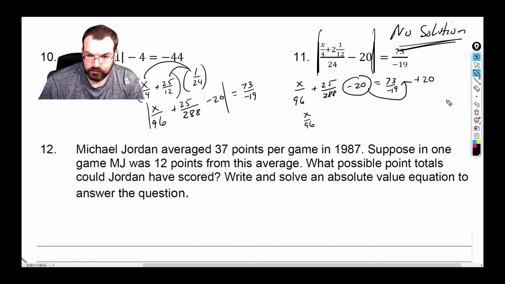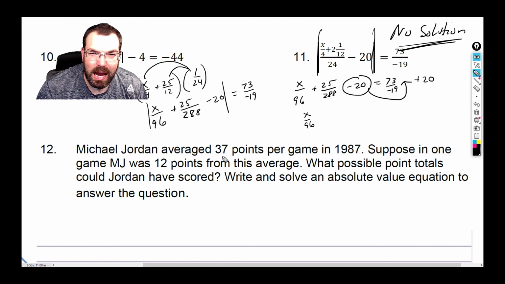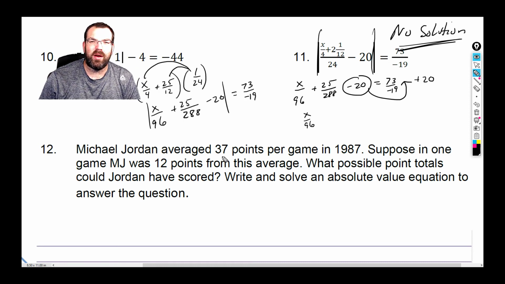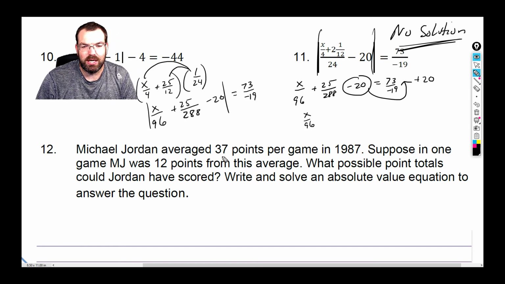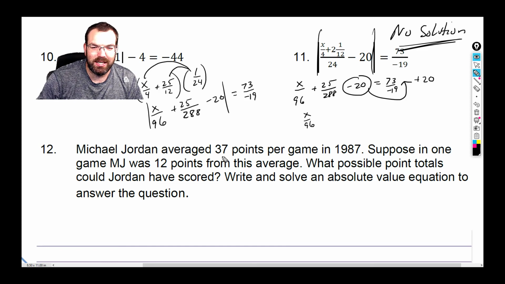Alright, here we go. Word problem. Michael Jordan. If you guys don't know who MJ was, greatest basketball player of all time. If you guys think LeBron James is the best basketball player of all time, then you did not see Michael Jordan play. You were not alive to see him play, and I'm so angry that you would bring up LeBron James. MJ was the bomb diggity.